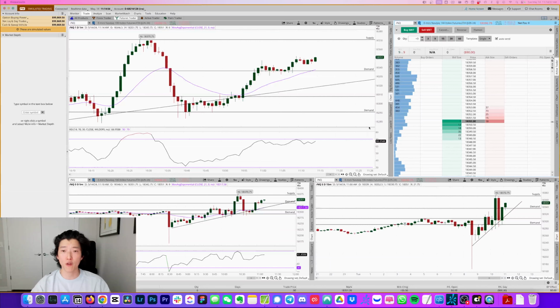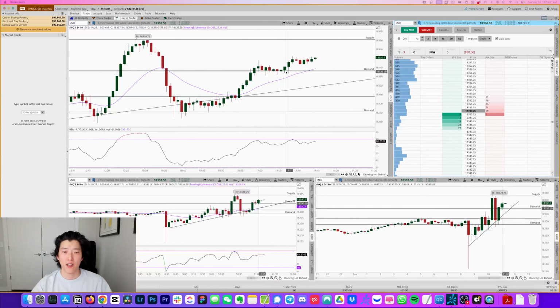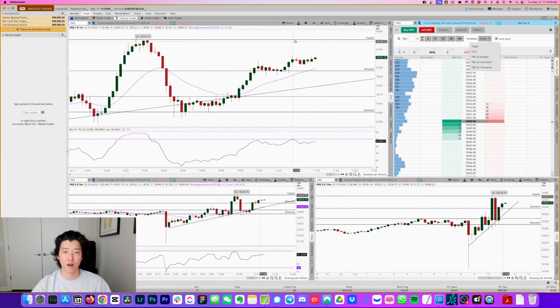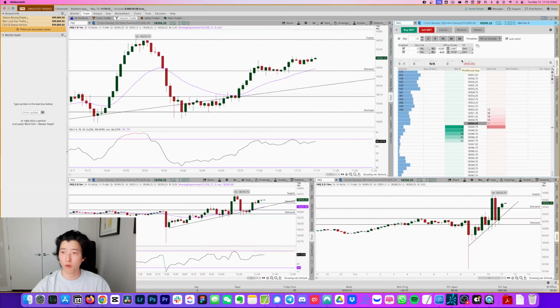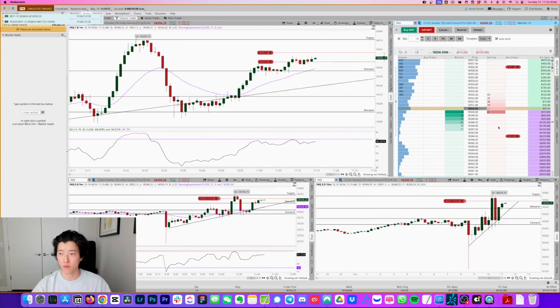Right now I'm looking at NQ, which is the NASDAQ, and I'm looking for an entry here. I really like this upward momentum that we have, and so I've marked out some supply and demand levels. I'm going to place a bracket order. My take profit is going to be 6 points, which is 24 ticks. My stop loss is going to be 4 points, which is 16 ticks. And I will buy into this movement right here.